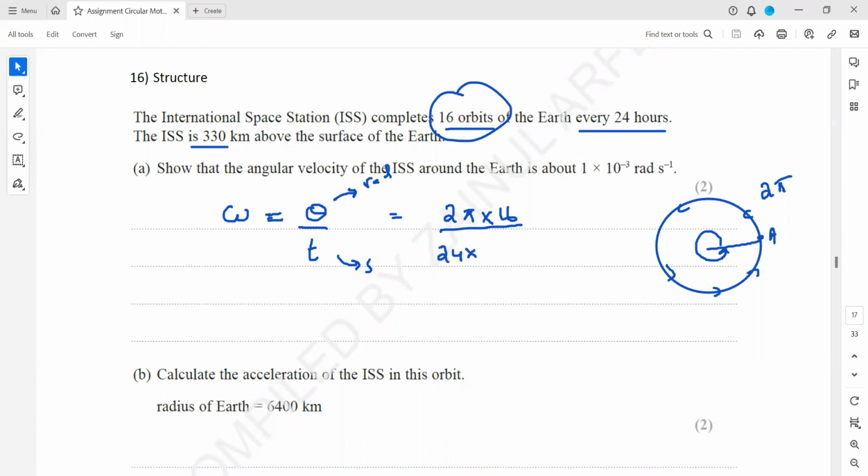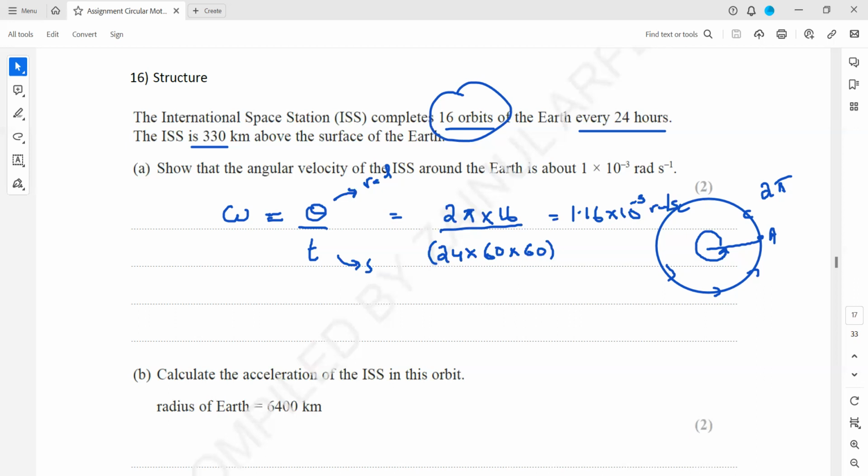For 24 hours, first we have to convert into minutes. We multiply by 60, and it will convert into minutes. And then minutes we have to convert into seconds. We multiply again by 60 to convert into seconds. So when we simplify this, it will give us 1.16 into 10 to the power minus 3. And the unit will be radian per second. Is it clear?